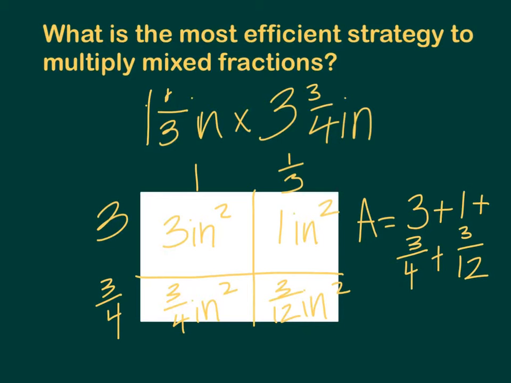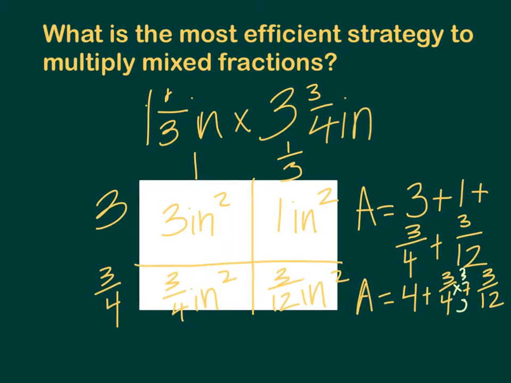I'm going to be combining my whole numbers 3 and 1 to make it easier to add. So that'll be 4 plus 3/4 and 3/12. I'm going to find a common denominator. So I'm going to multiply 3/4 by 3/3 to get 9/12. If I add 9/12 plus 3/12, that would equal 12/12, or also known as 1 whole. So if I do 4 plus 1, that would give me an area of 5.